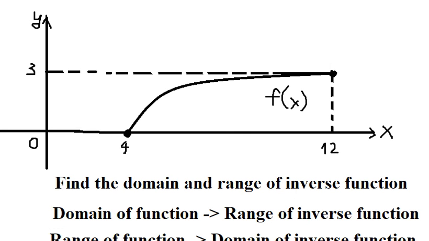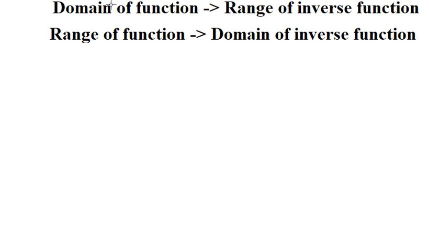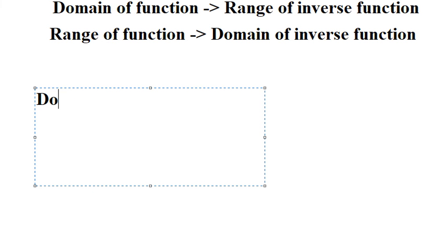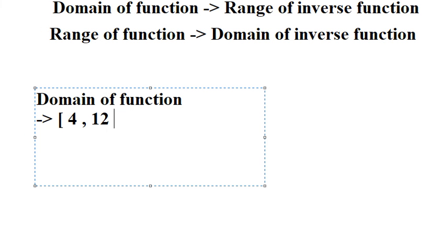The first thing, we need to analyze the domain and the range of the function. About the domain, if we use a vertical line to test the domain in here, we can see that they reach from number 4 to number 12. So that means from here to here. That is the domain. So the domain of the function in here should be from number 4 to number 12.